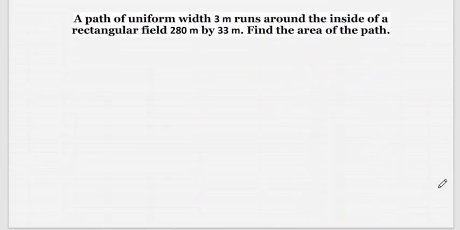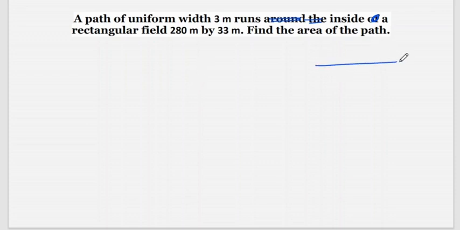A path of uniform width 3 meter runs around the inside of a rectangular park. I should not use the word around here, it is wrong here. Just use a path of uniform width 3 meter runs inside a rectangular park. Okay, so please correct the question also. Rectangular field 280 meter by 330 meter. Find the area of the path.